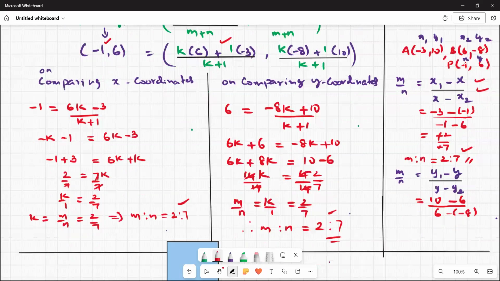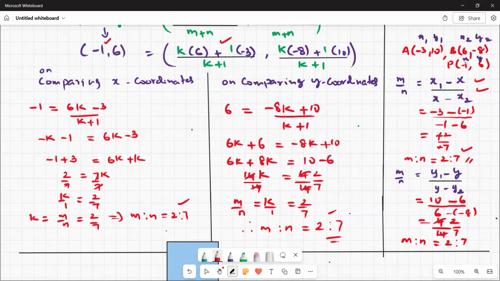Now simplify this. What is 10 minus 6? 4. And here minus of minus gives you plus 8. 6 plus 8 is equal to 14. So 2 divides 4 2 times and 2 divides 14 7 times. 2 is to 7. So M is to N is equal to 2 is to 7.